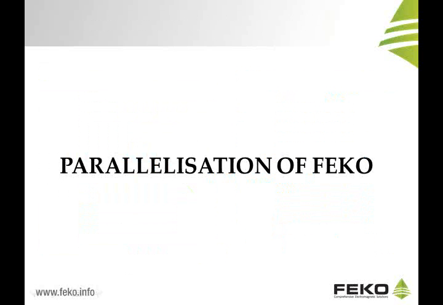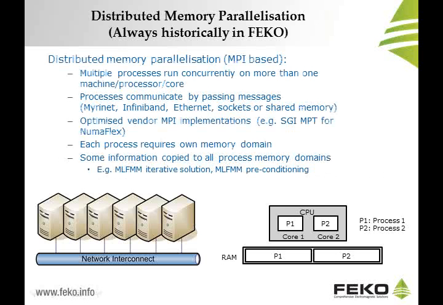Let me start with the first aspect of HPC, and this is the parallelization, support for multi-core systems, for multi-CPU systems, and in particular for cluster-type environments. And as I mentioned just now, FEKO has traditionally always been available in a parallel version based on MPI, the message passing interface, supporting large clusters, but at the same time also supporting multi-core environments through shared memory communication. What is important, however, is that each of the parallel processes can only see its own memory space.